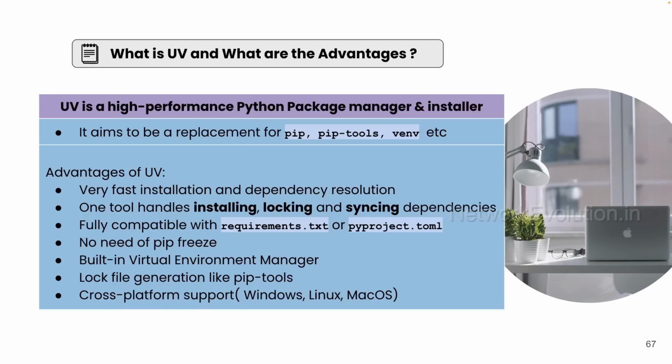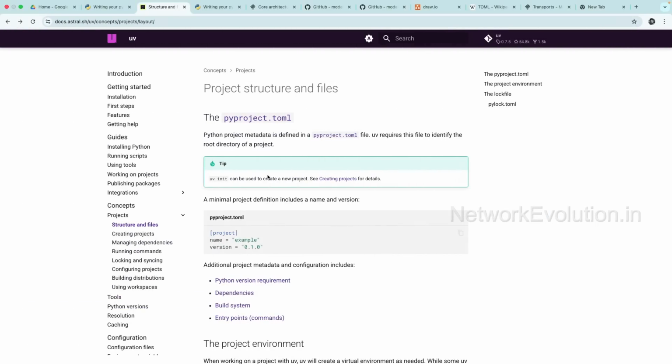These are some of the advantages of UV: very fast installation and dependency resolution, and one tool can handle installing, locking, and syncing the dependencies. It is fully compatible with requirements.txt or pyproject.toml files. We'll see how to use all those, and there is no need for the pip freeze feature. It also has a built-in virtual environment manager, lock file generation like pip-tools, and it supports all these platforms: Windows, Linux, and macOS. Now we'll go through the documentation and see how to install it.